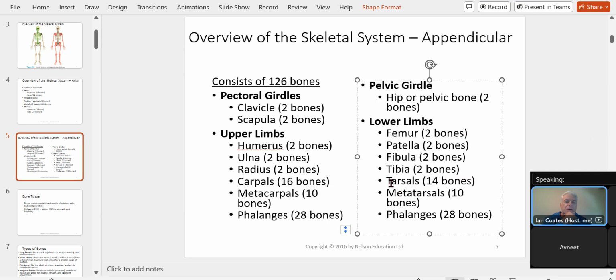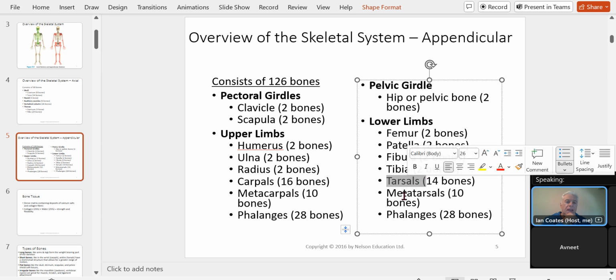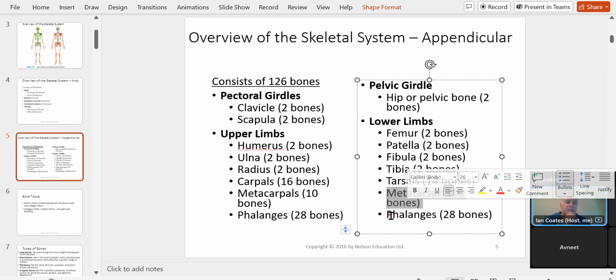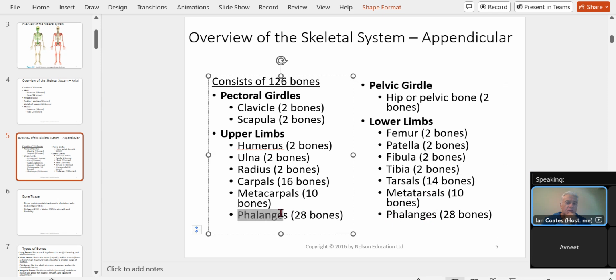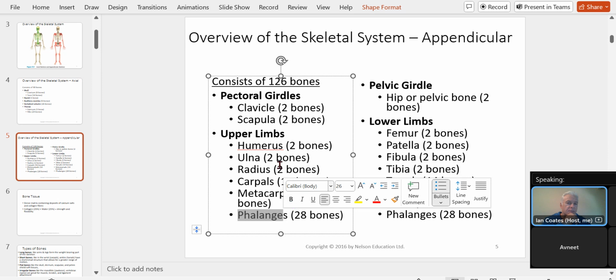Tarsals, here we're talking the foot, the ankle, and this is metatarsals, and again, phalanges. You'll see phalanges is the same word for fingers and toes, because they're the same kind of bone.